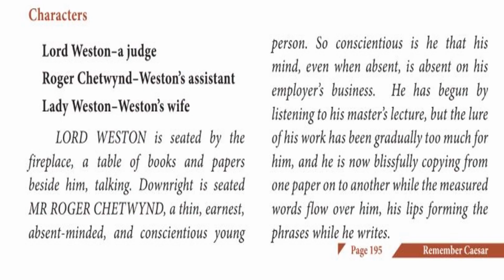Characters: Lord Weston, a judge; Roger Chetwynd, Weston's assistant; Lady Weston, Weston's wife. Lord Weston is seated by the fireplace, a table of books and papers beside him, talking. Down right is seated Mr. Roger Chetwynd, a thin, earnest, absent-minded, conscientious young person. So conscientious is he that his mind, even when absent, is absent on his employer's business. He has begun by listening to his master's lecture, but the lure of his work has been gradually too much for him, and he is now blissfully copying from one paper onto another, while the measured words flow over him, his lips forming the phrases while he writes.